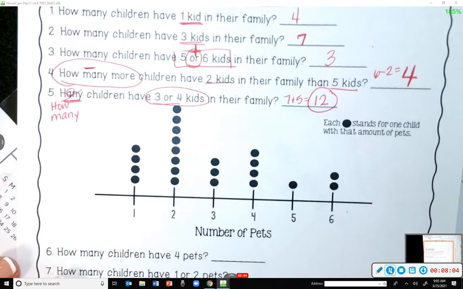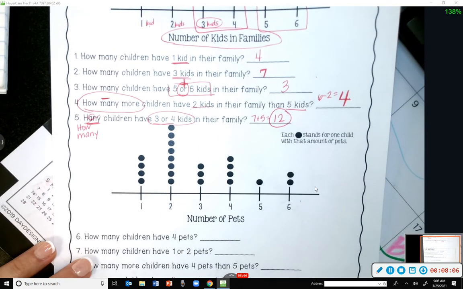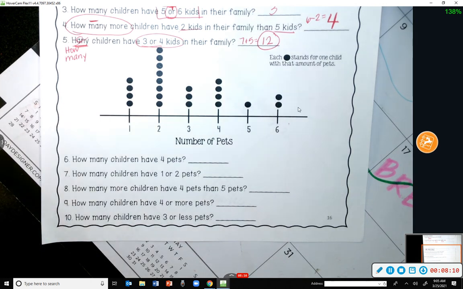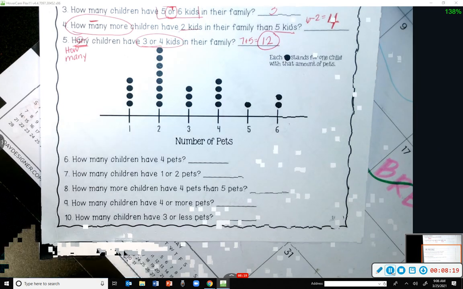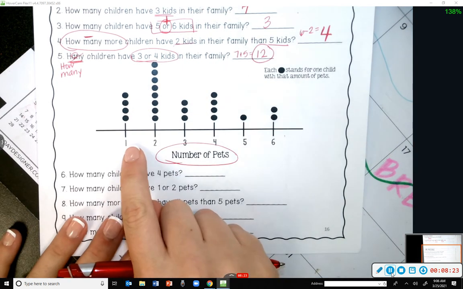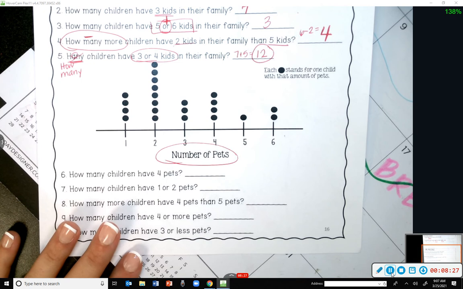Okay, now we're going to use a different dot plot. 5 more problems, and then you guys are going to be working on your own on some dot plots because we need a lot more practice. Okay, so what is the title of this bottom one, Javea? Number of pets is what we're talking about on this graph. So if you need to, then you can go next to the numbers, and what could we write?